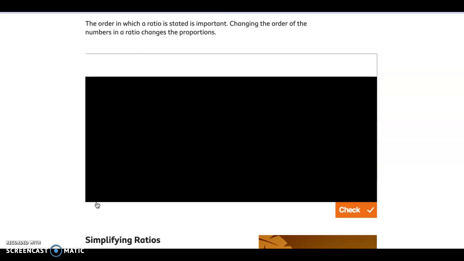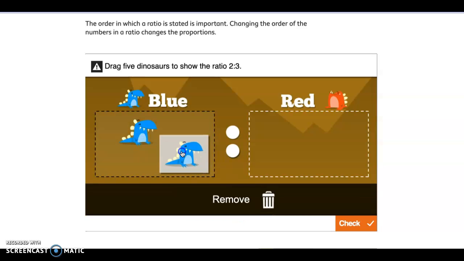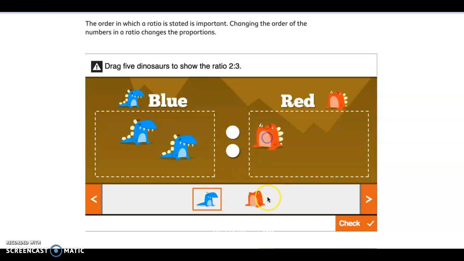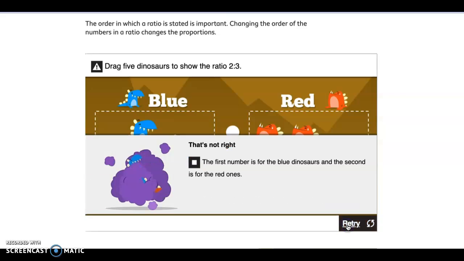Let's see what happens. Okay, so drag 5 dinosaurs to show the ratio of 2:3. So 5 dinosaurs. 1, 2. Remember to have your children join in with your counting. 1, 2. Now let's stop and let's check and let's see. This is another thing to look at when you're using technology, because remember, we're trying to keep our vocabulary positive with our young children. That's not right. The first number is for the blue dinosaurs and the second is for the red ones.